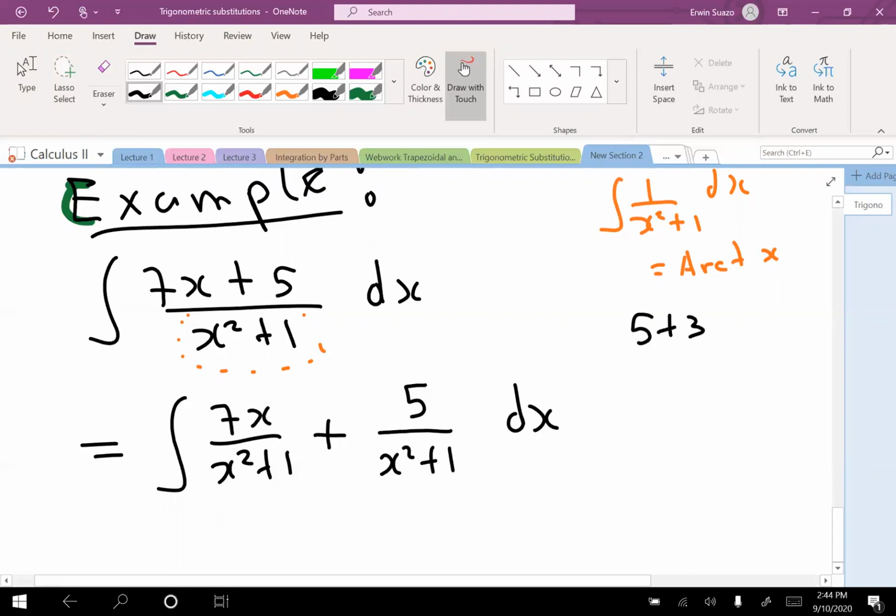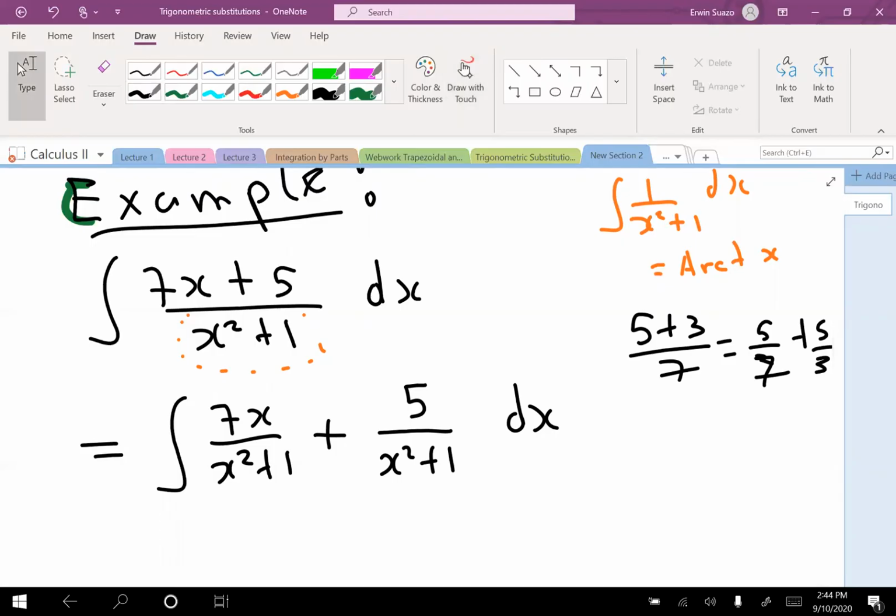Why is this true? Because 5 plus 3 over 7 is the same as 5 over 7 plus 3 over 7. That's fractions, right? So you can do it with functions and you can do it with fractions. So this is true because we are adding. And also if you are multiplying, that's good too.